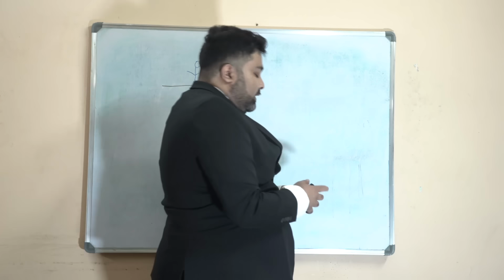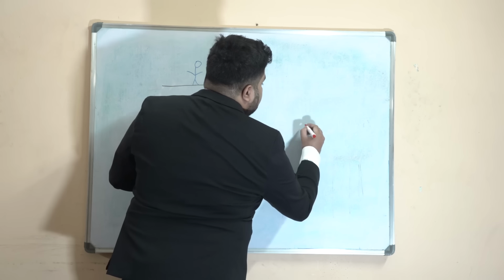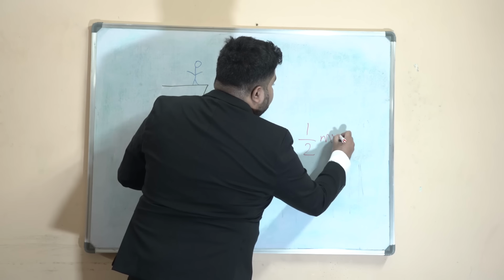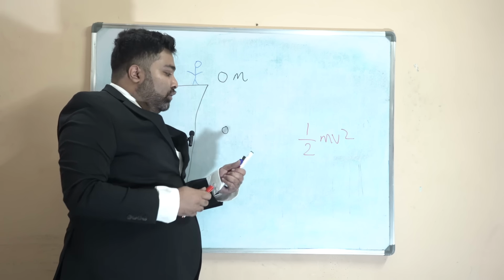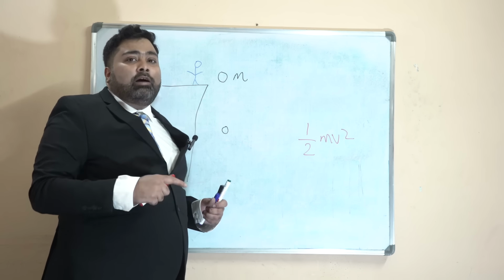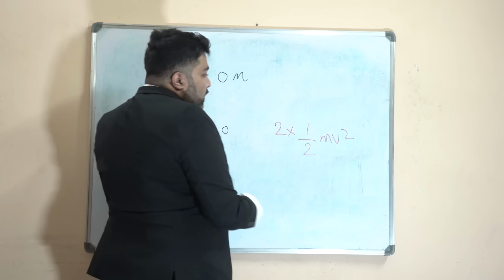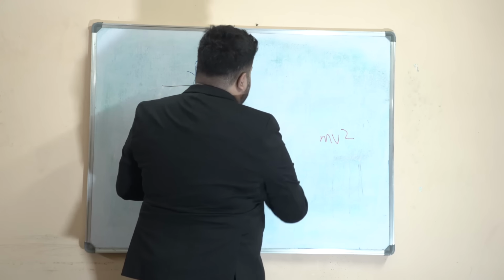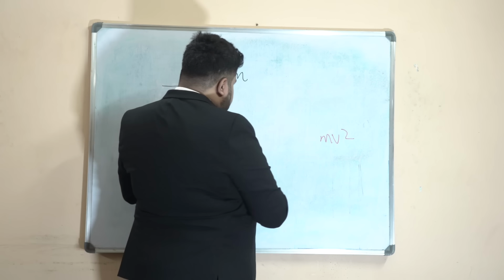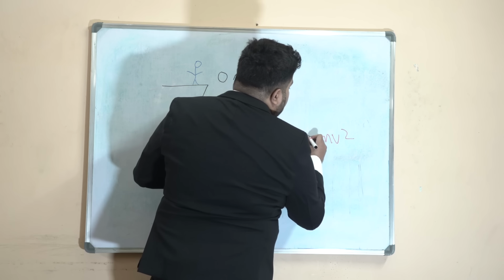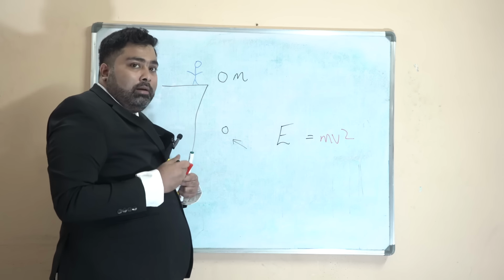Since half is potential and half is kinetic, and this is the kinetic energy, half mv square, the total energy is half plus half mv square, or 2 times half mv square, which is actually mv square. So the total energy of the ball at this point, at this speed, is mv square.